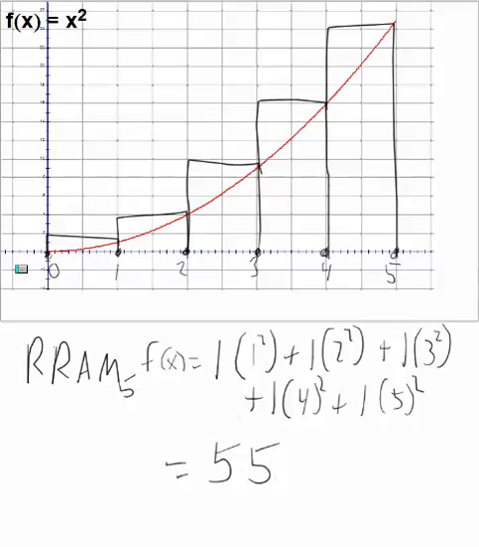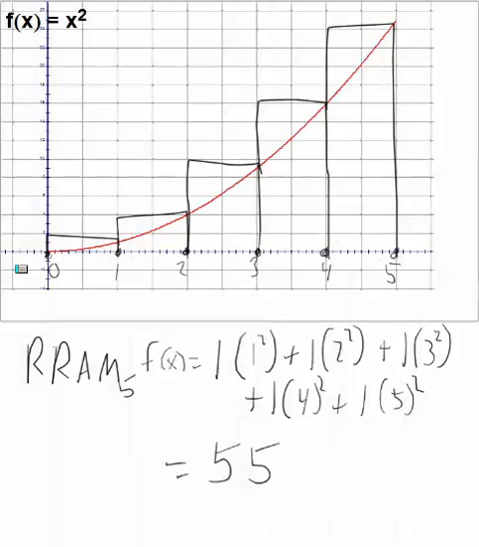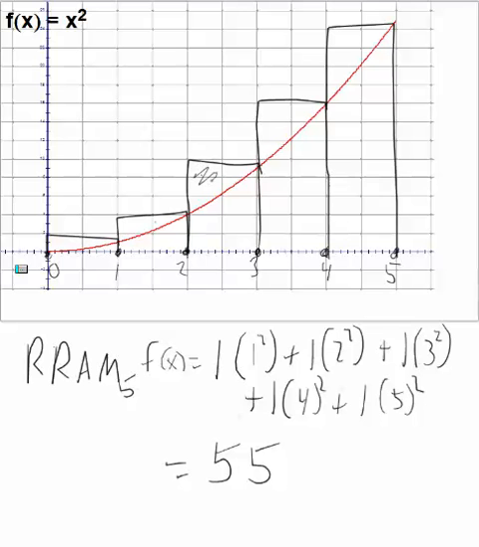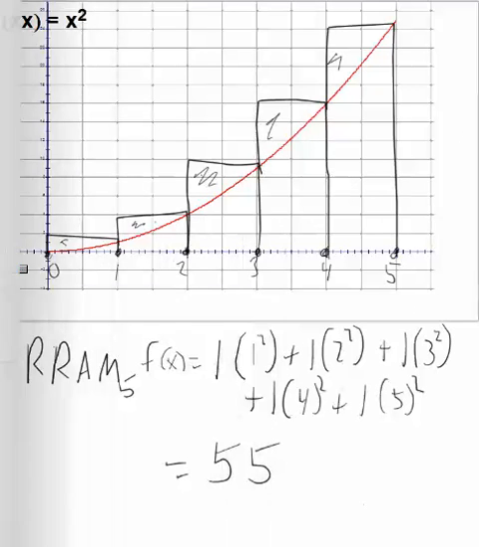So our first one, if you remember, we had 30, right? There's our left-hand approximation. My second one was 55, so it's somewhere in between, right? Because this one is way above. Look at all this extra space above the curve that we're adding in. And if you go back here, look at all the space that we missed, right? We missed all this space, etc., etc. So somewhere in between is a pretty good approximation.